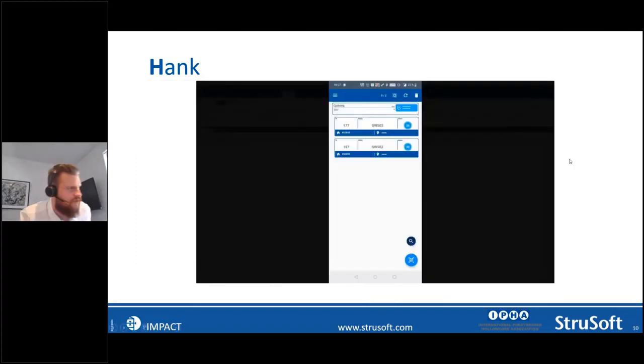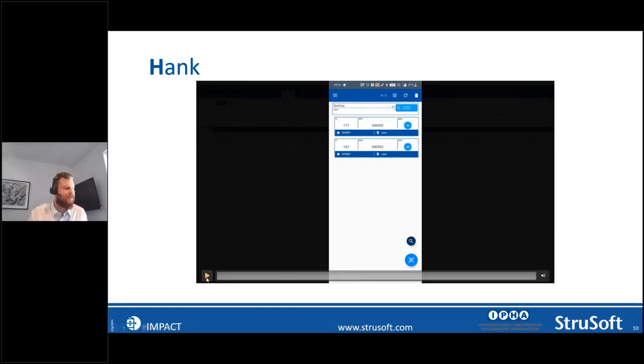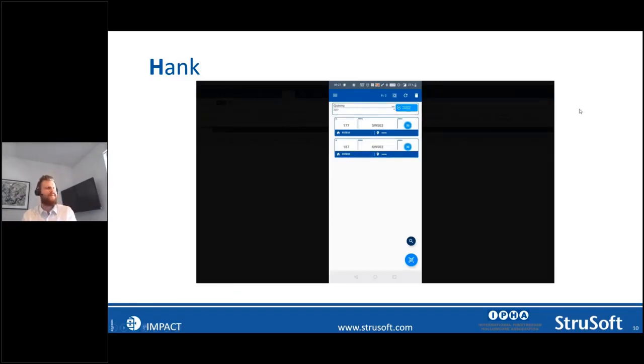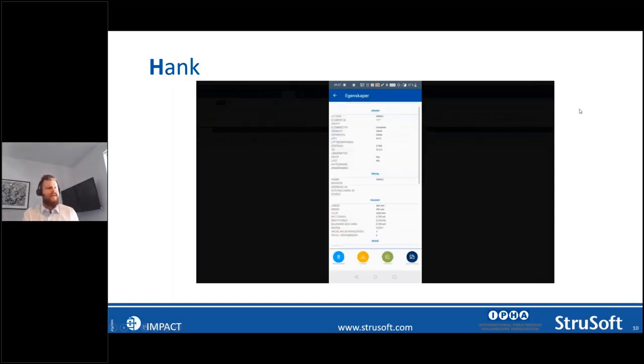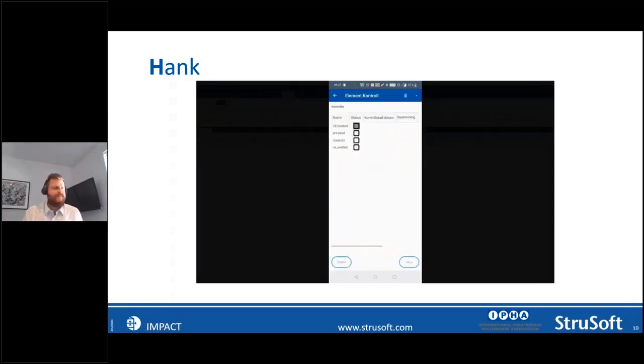And I have a very short video here of Hank doing something. I'll be limited a little bit by the pandemic, so this is the recording of a mobile phone shown on a computer screen. But basically it shows the same thing as what you do on the mobile phone as well. So this is just a live recording of a mobile phone. I'll just press play here. And this is doing an inspection on an element.